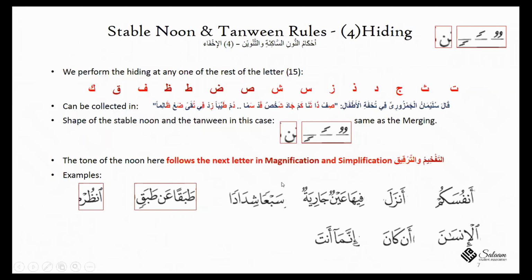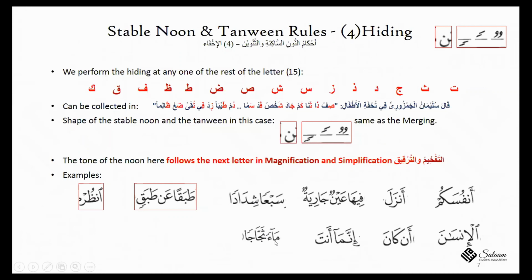Here the tanween fatha will be written this way, and sheen, so we do ikhfa. سبعا شدادا. And here, excuse me guys, I did not do the mad here. Here it should have mad. I did not do it because we will discuss it inshallah in the next lessons. But here it should have mad. So it will be إنما أنت. Here also tanween fatha with tha.